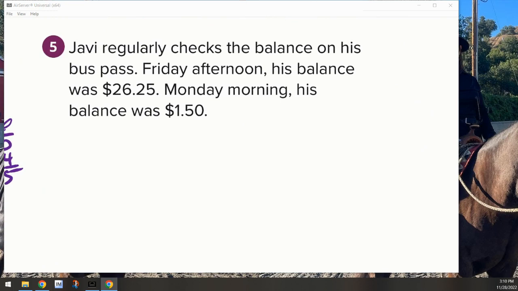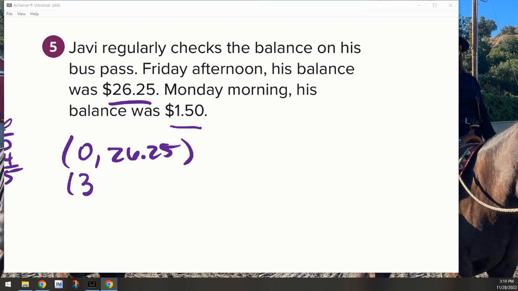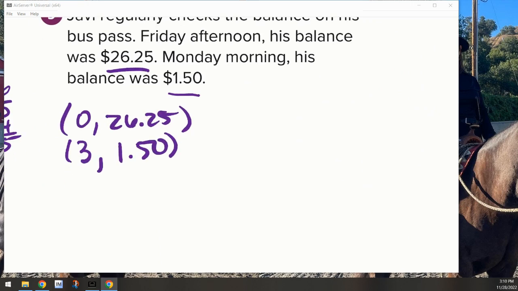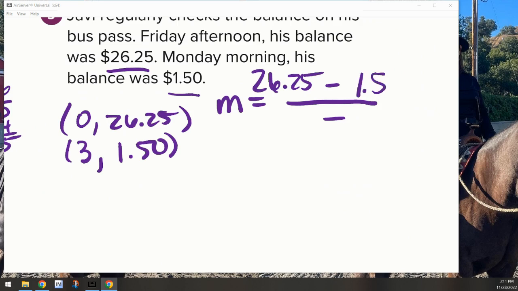Javi regularly checks his balance on his bus pass. Friday afternoon, his balance was this. Monday morning, his balance was this. So if Friday, this was his balance, and Saturday was day 1, Sunday was day 2, Monday was day 3, he's at $1.50. So I'm going to subtract these. So $26.25 minus $1.50 over 0 minus 3.